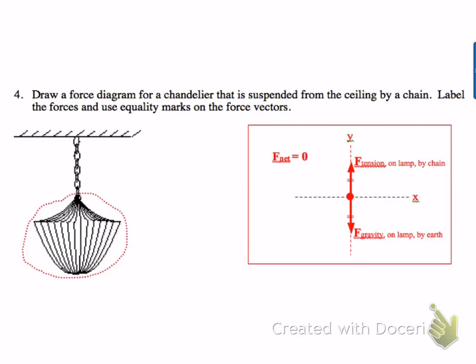We know we have gravity that's pulling on the lamp. But what's keeping it from falling? The tension that's in the chain. So the tension is pointed in the opposite direction. All right, equal but opposite. All right, so those are the very basic ones.